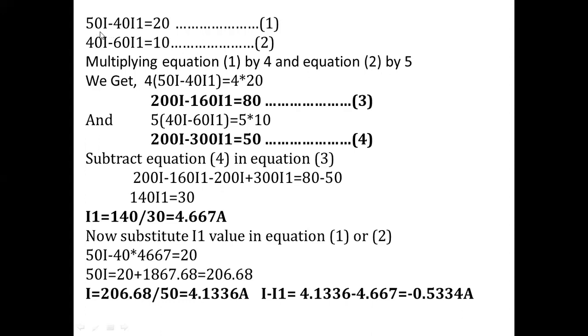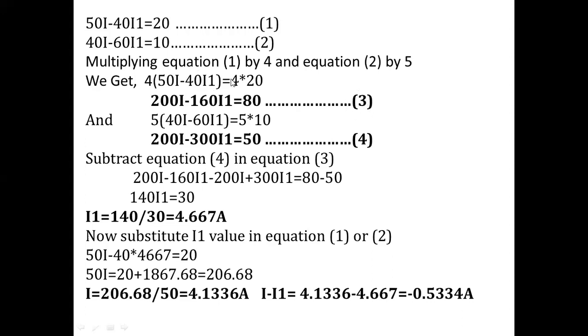So if complete equation number 1 I will multiply by 4 here now. 4 into 50, 200I, minus I1 will be kept as it is, minus 4 into 40, 160 I1, equal to 4 into 20, 80. I have written this one. So it is equation number 3.